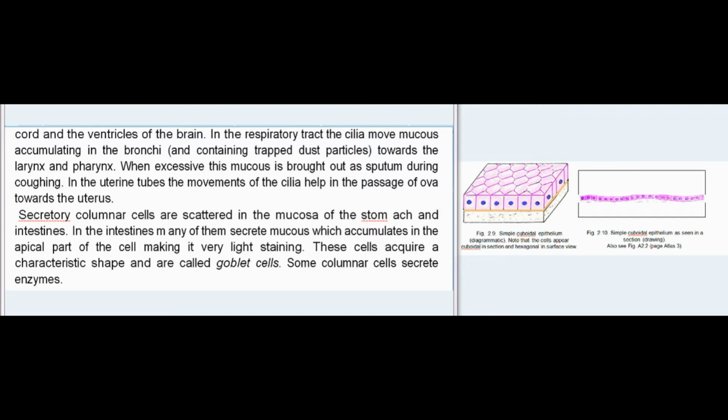Secretory columnar cells are scattered in the mucosa of the stomach and intestines. In the intestines many of them secrete mucus which accumulates in the apical part of the cell, making it very light staining. These cells acquire a characteristic shape and are called goblet cells. Some columnar cells secrete enzymes.